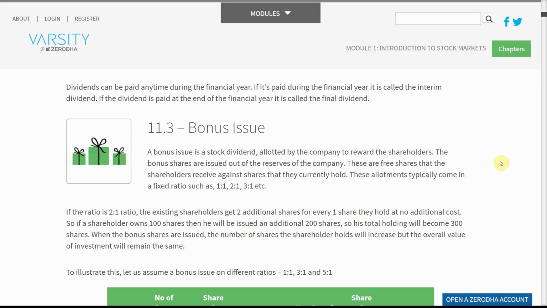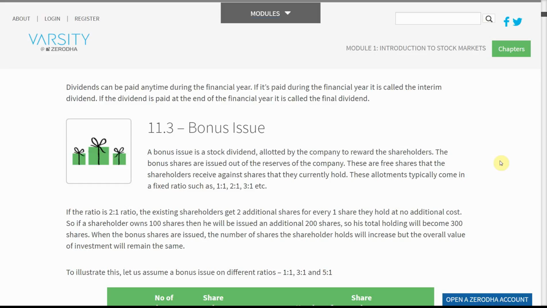11.3 Bonus issue. A bonus issue is a stock dividend allotted by the company to reward the shareholders. The bonus shares are issued out of the reserves of the company. These are free shares that the shareholders receive against shares that they currently hold. These allotments typically come in a fixed ratio such as 1:1, 2:1, 3:1, etc.